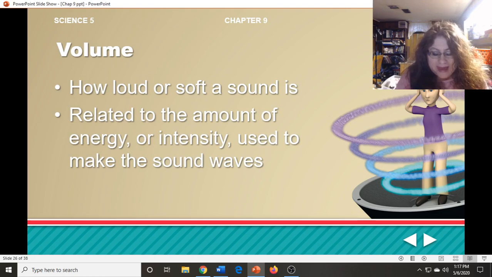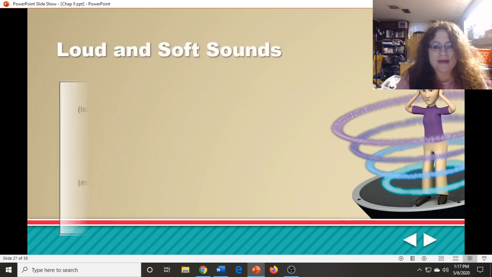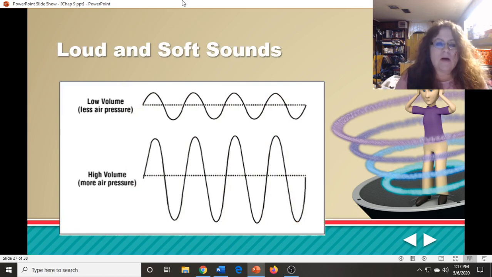And on the page, it shows you a loud sound and a soft sound. And I also have a picture of that here. So a soft sound has smaller vibrations. A loud sound has larger vibrations, as demonstrated in this picture.